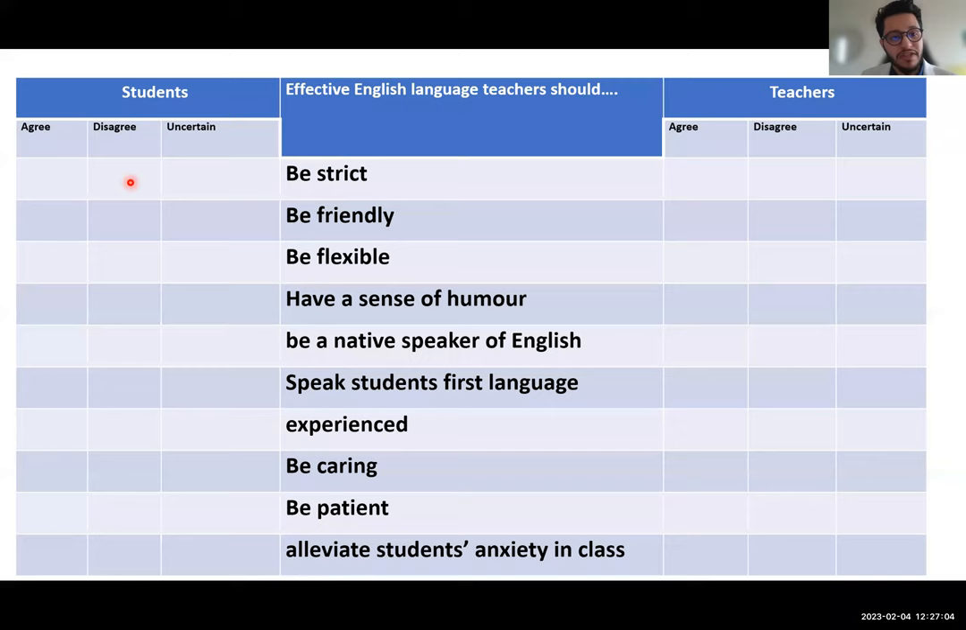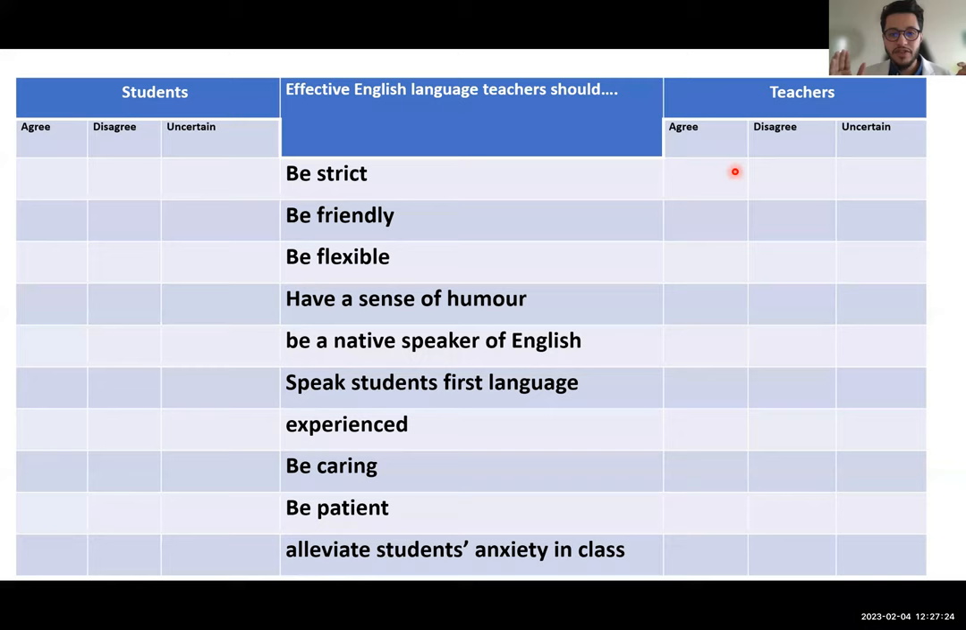In the middle, you will see the items of the questionnaire, the qualities that I used to judge the effectiveness of teachers. On the right-hand side, you will see the teachers' results. So left-hand side, that's the students' results. Right-hand side, that's the teachers' results.